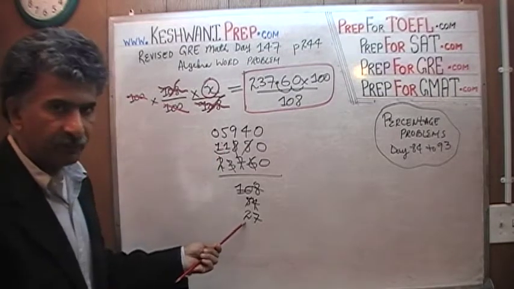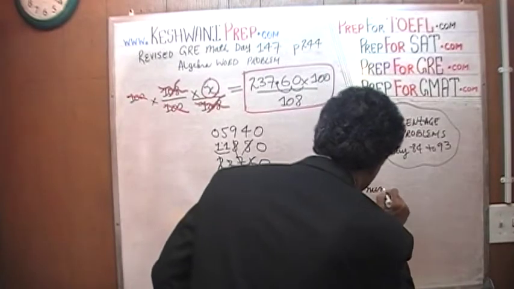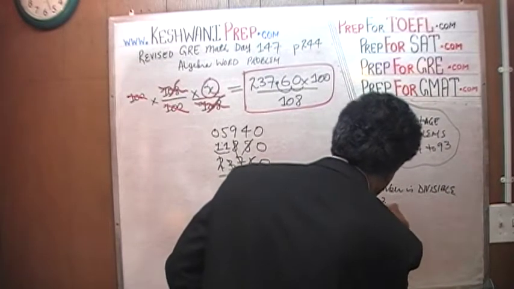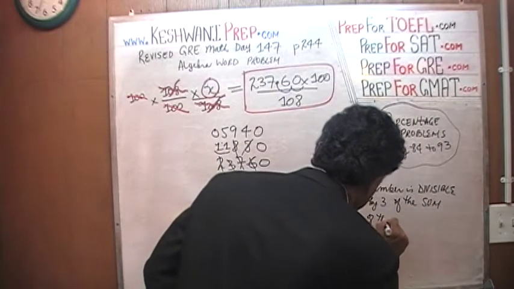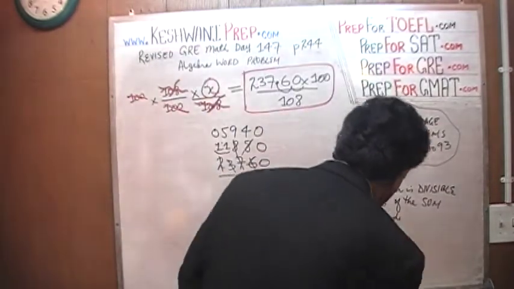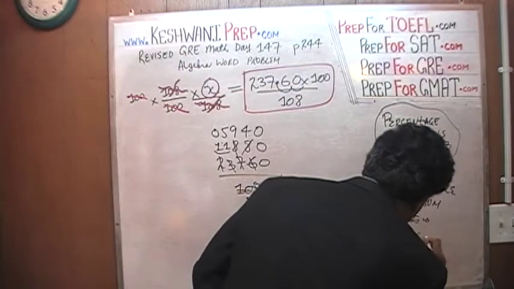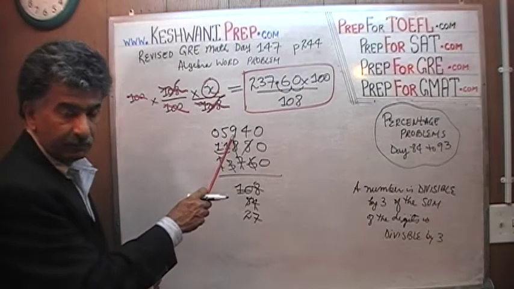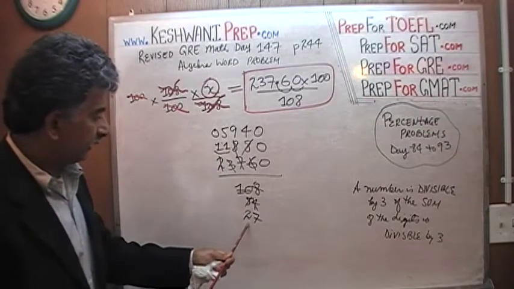So let's try 3. We know 27 is divisible by 3. How do we figure out if a number is divisible by 3? A number is divisible by 3 if the sum of the digits is divisible by 3. What's the sum of the digits here? Well, 9 is just 9. 9 is divisible by 3. And then we got a 5 and a 4. 5 plus 4 is 9, which is also divisible by 3. So we can divide this number by 3. Let's do it, shall we?